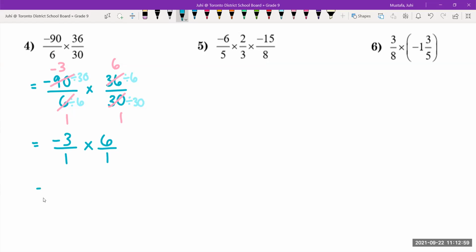What's our final answer here? Jen? Negative or positive? It's going to be negative 18.